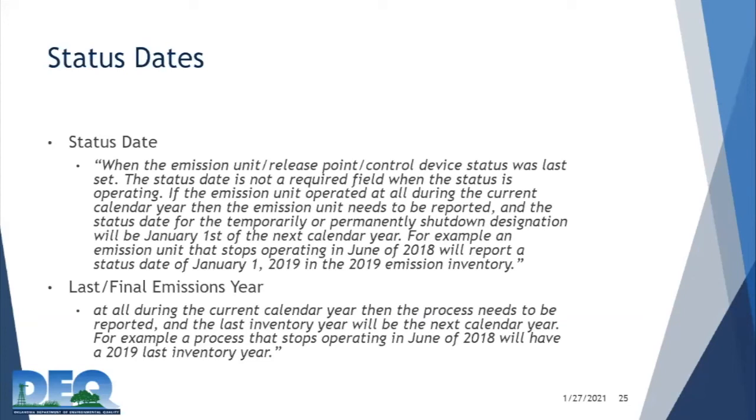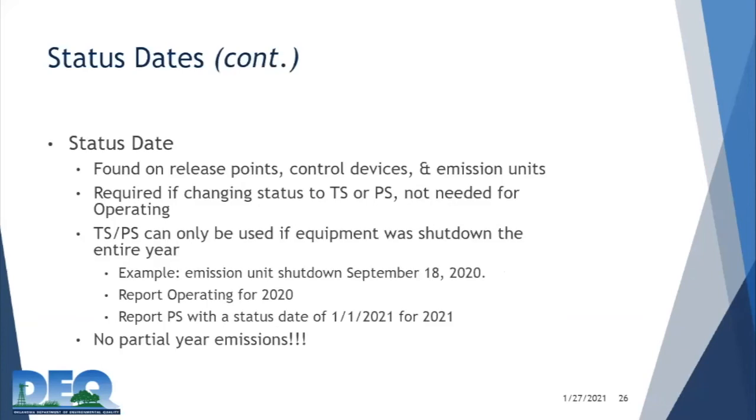Along with the operation status, Slice has some dates to indicate when those statuses are changed and when they're valid. So there is both a status date and a last and final emissions year. These text fields are actually copied out of the help text that you see in Slice. So I'm not going to read through these because they're in the application, but I'm going to explain them a little bit here on this next slide.